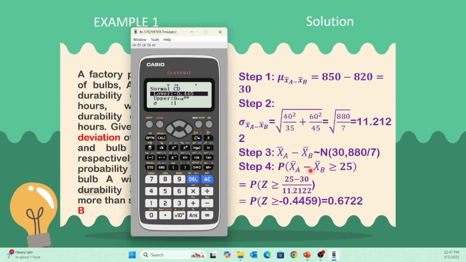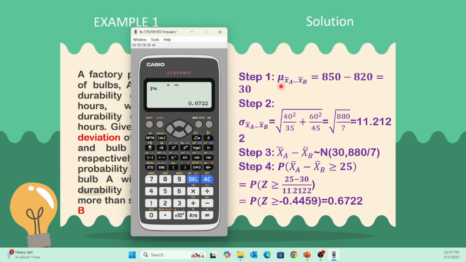If I don't want to convert to the Z distribution, I will key in the values in terms of the original distribution. My lower will be 25, and upper is still the big number. Sigma will be my result in step 2, which is the square root of 880 divided by 7. My mu will be my result in step 1. So both lead to the same solution.